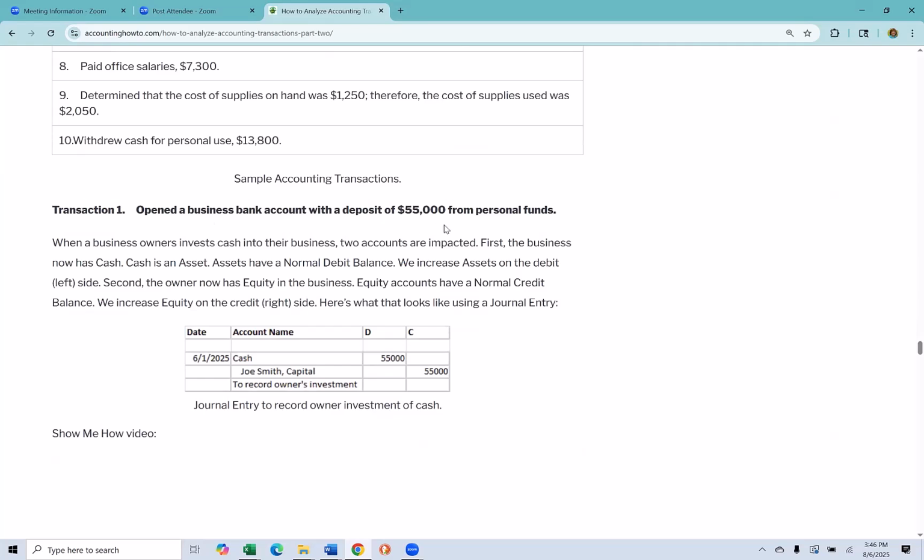Opened a business bank account with a deposit of $55,000 from personal funds. We're debiting cash. Cash is an asset. It increases on the debit side. And we're going to credit our equity account, whether it's common stock or Joe Smith Capital, whatever the account name is for that business. That's what we're going to use here for equity.